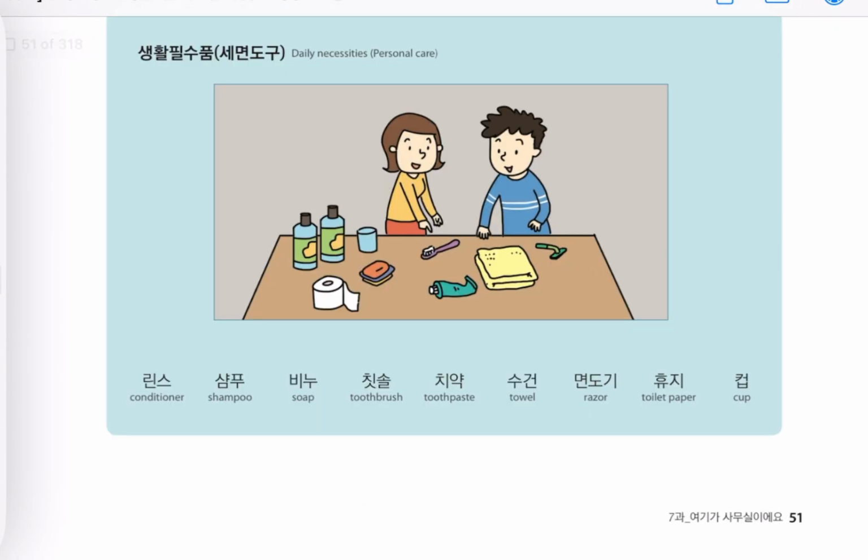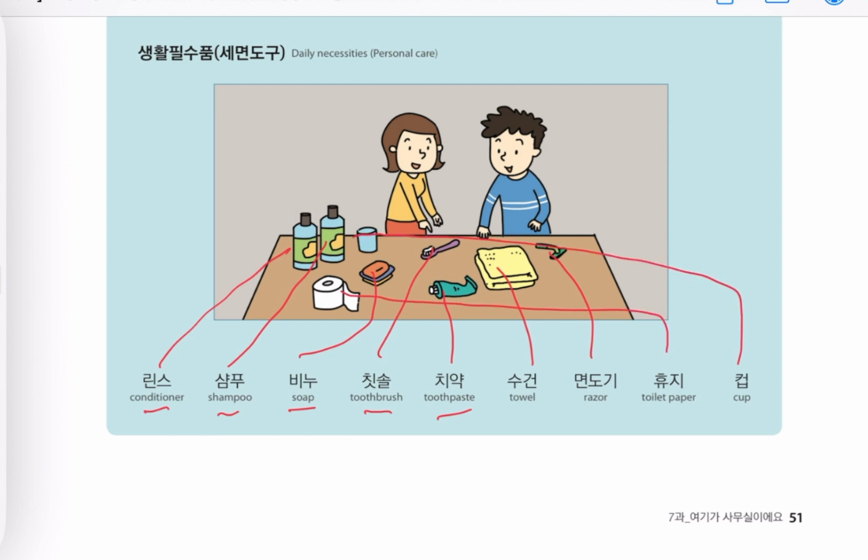There is also some vocabulary: rinse is conditioner, shampoo is shampoo, pino is soap, chitsul is toothbrush, chiyak is toothpaste, sugon is towel, myondogi is razor, huji is tissue paper, and cop is cup.